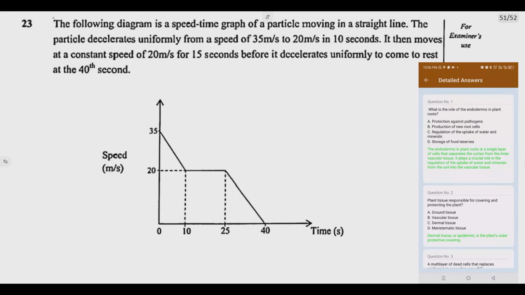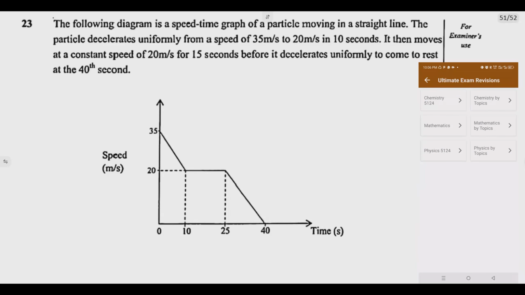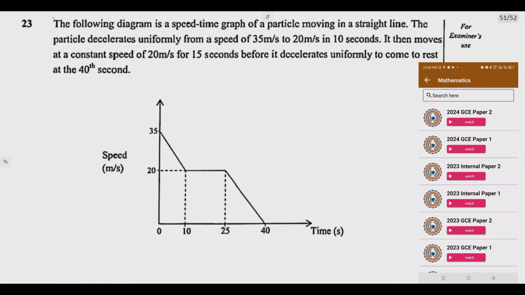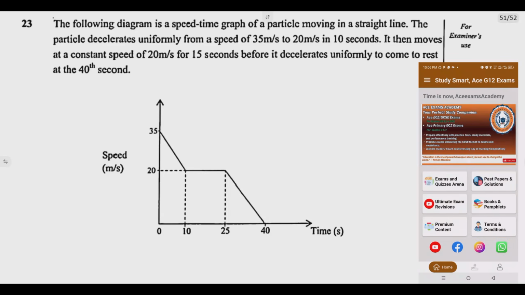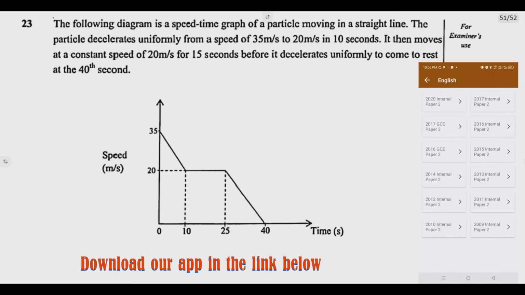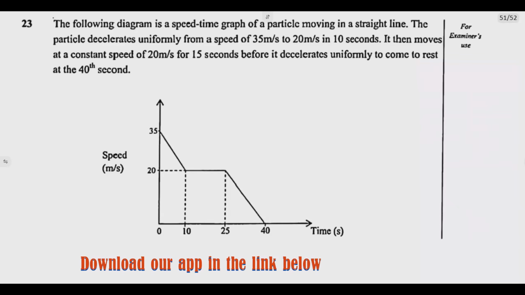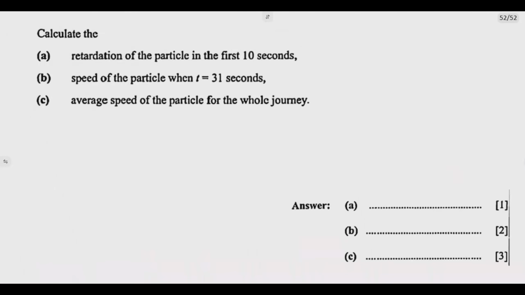So the question reads: the following diagram is a speed time graph of a particle moving in a straight line. The particle decelerates uniformly from a speed of 35 meters per second to 20 meters per second in 10 seconds. It then moves at a constant speed of 20 meters per second for 15 seconds before it decelerates uniformly to come to rest at the 40th second. So the questions: calculate A, retardation of the particle in the first 10 seconds, B, speed of the particle when t is equal to 31 seconds, C, average speed of the particle for the whole journey.